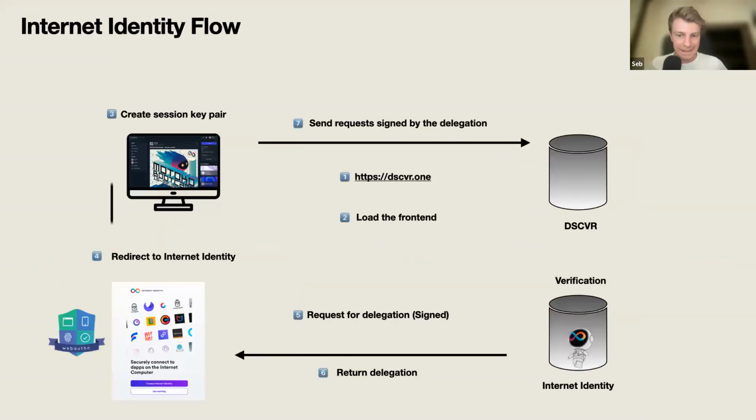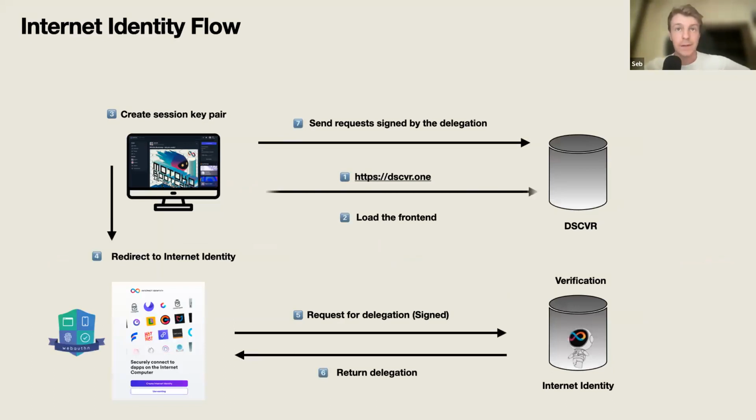So here is in detail exactly what happens when you log in with Internet Identity. Step one, let's say I go to Discover. I go to the canister corresponding to the application. It loads the front end. Then I see on the front end there is a login button, so I click on it. It's going to create a session key pair. A session key pair is a key pair, like public key, private key, but that is very, very temporary. So it's just creating one, and then it's redirecting me to Internet Identity.